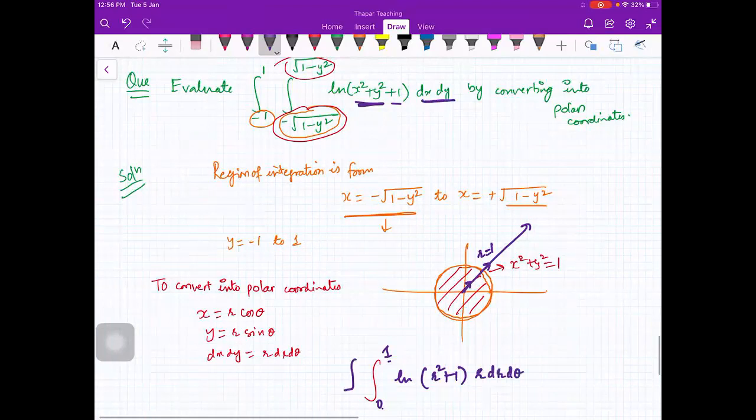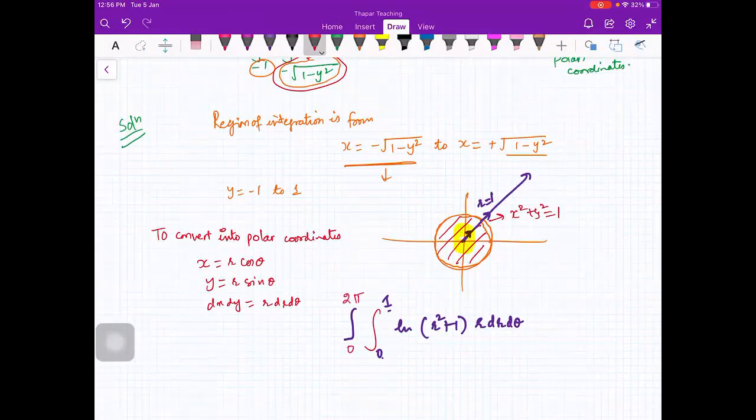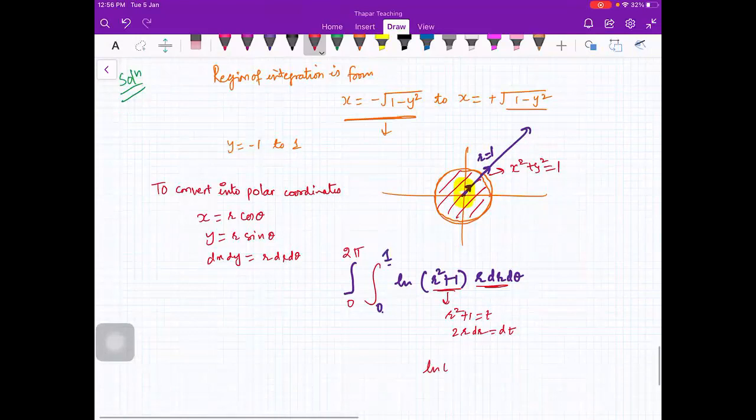Can you tell me the limits of theta? 0 to 2 pi. Yeah, so limits will be 0 to 2 pi. Now you can just compute this integral. Put r square plus 1 equal to t, and then you will have 2r dr equal to dt. So r dr you will replace with dt by 2, log t dt by 2, and then you have d theta. You can compute this integral. The answer will be pi times log of 4 minus 1.